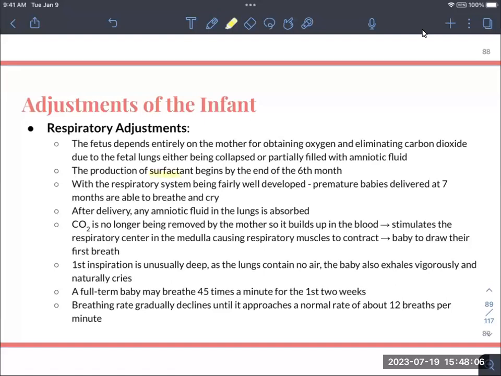They start producing surfactant at about the end of the 6th month. That respiratory system is pretty well developed. So babies that are delivered at 7 months, they're able to breathe and cry even. So after delivery, the amniotic fluid in the lungs starts to be absorbed.